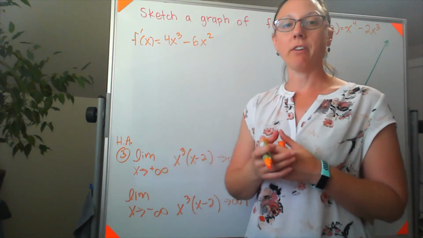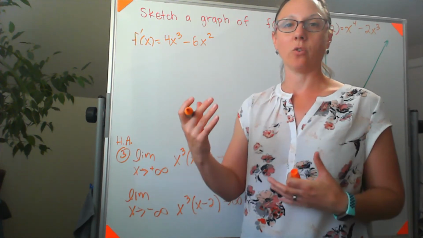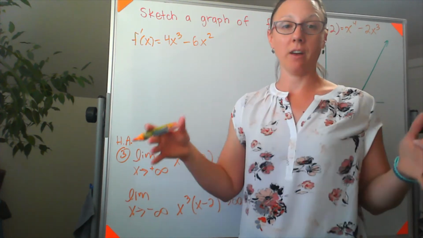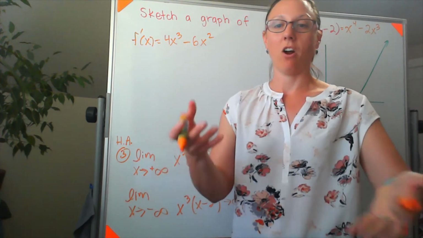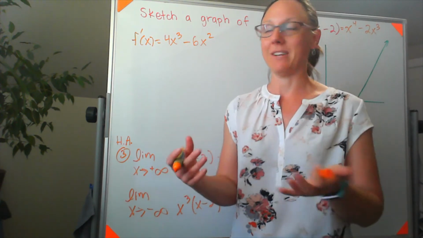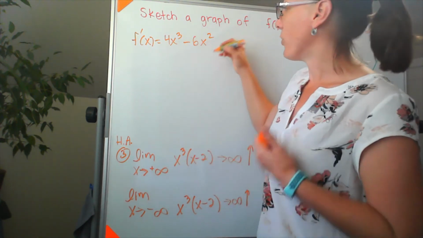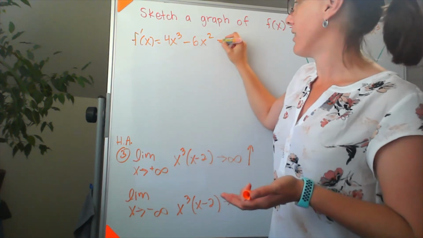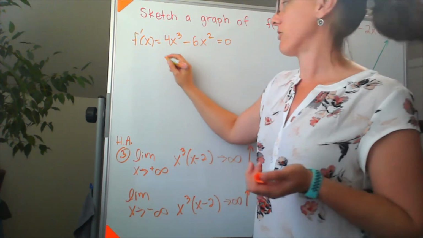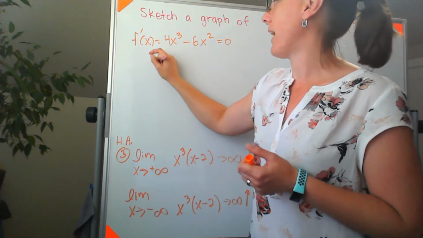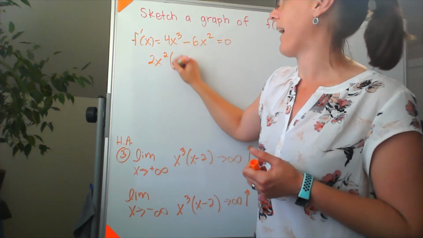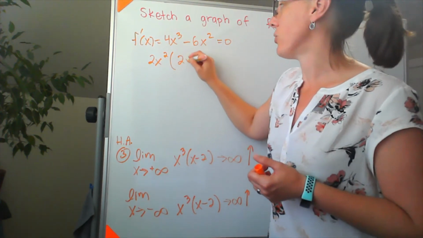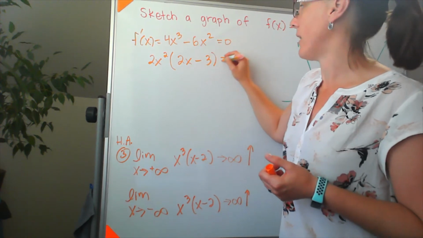Now that first derivative, it's going to tell me where the graph is increasing and decreasing, and if we get a number line going, it's going to show us where our relative maximums might be. So the first thing I want to do with that derivative is set it equal to 0 and get it factored. Looks like I can pull out a 2x squared, and then I'll be left with 2x minus 3.